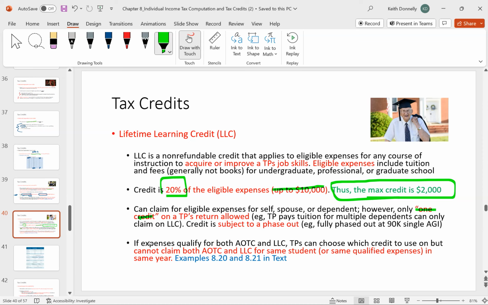And then finally, be aware that if you have a single expense, they're not going to let you double dip on it. If you pay for college, $1,000, you don't get to use that $1,000 for the AOTC and the lifetime learning credit. You've got to kind of pick.